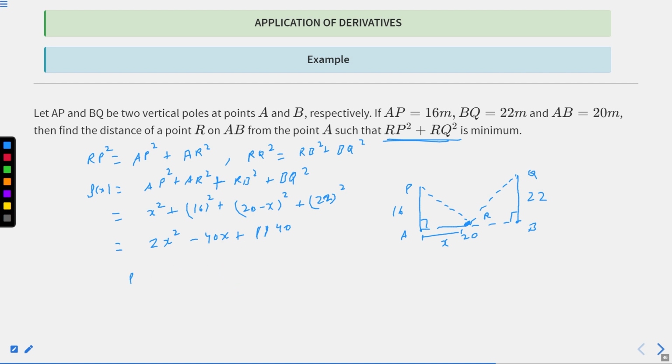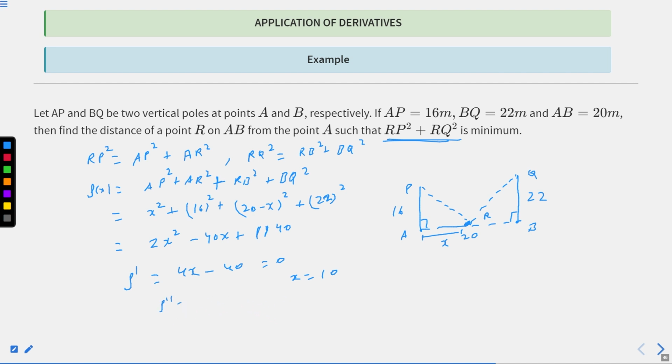Now what you have to do, find the first order. We want this to be minimum. So first of all I want to know the possible candidates. This means find f dash and put it equals to 0. So it will be 4x minus 40. Putting it equals to 0, x will be 10.